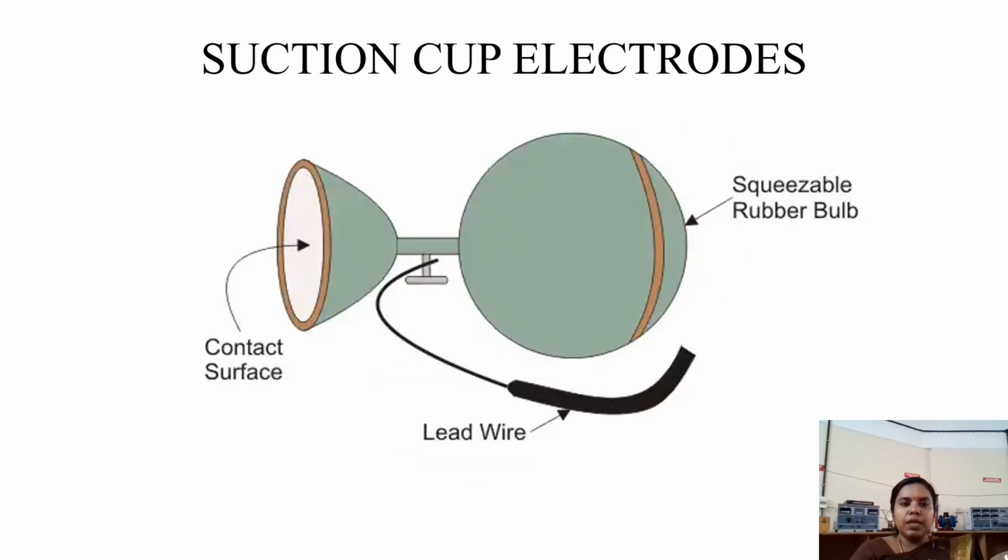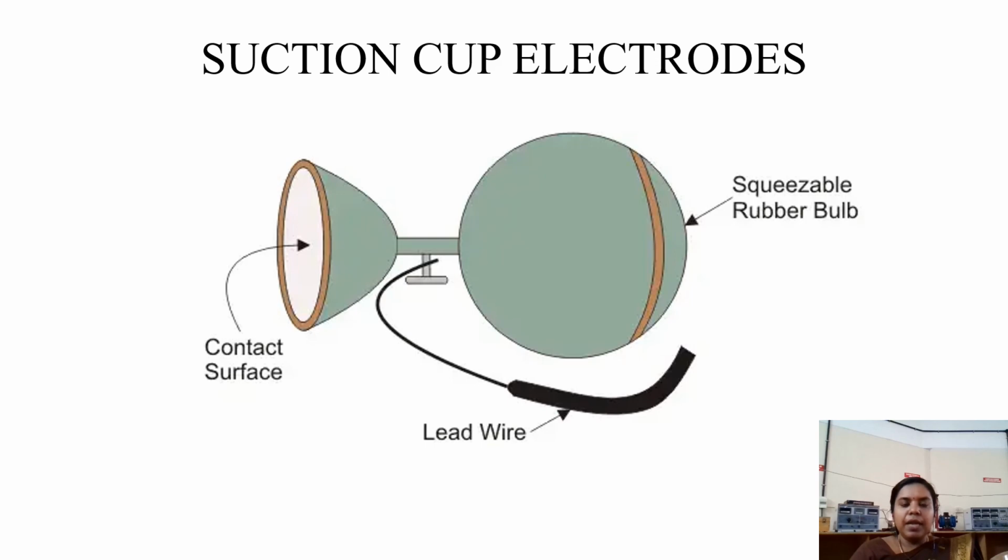Next one is the suction cup electrode. This is the physical appearance of a suction cup electrode. As you see in the image, we have a contact surface, a squeezable rubber bulb, and the lead wire by which we measure the bioelectric signal. This is mainly used in ECG measurement.